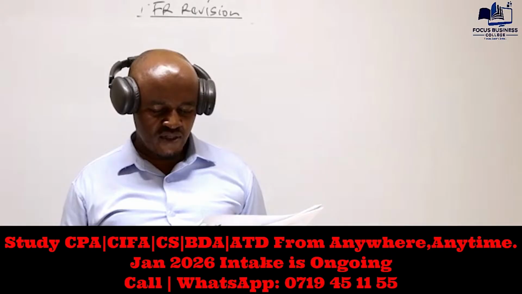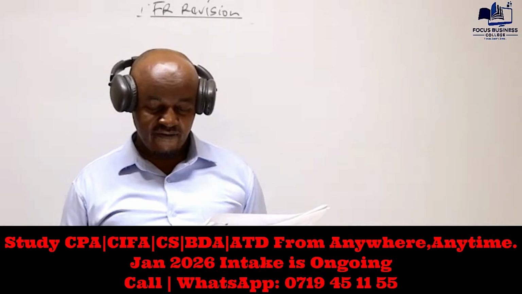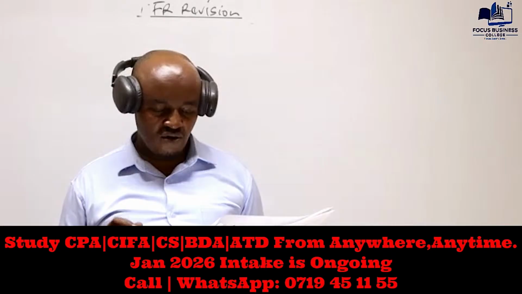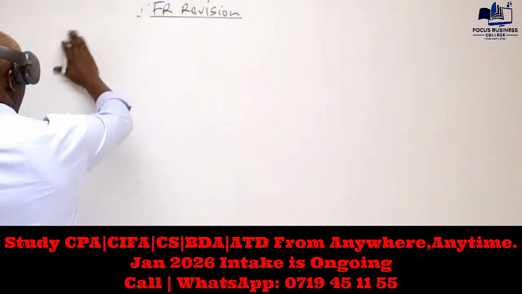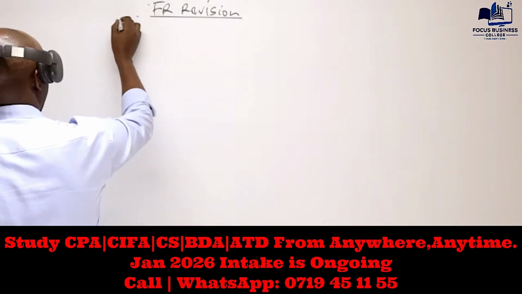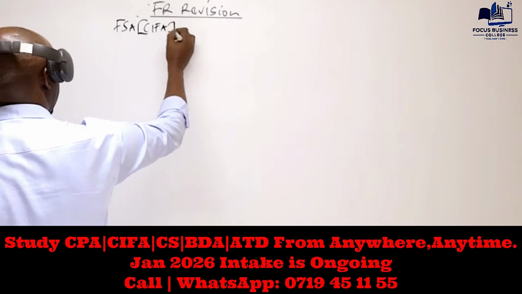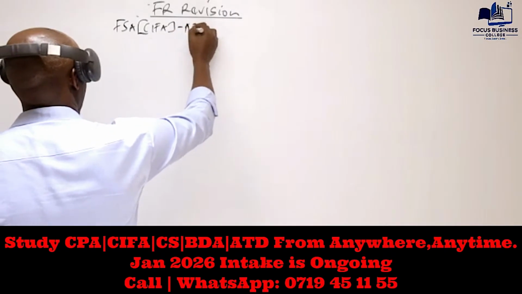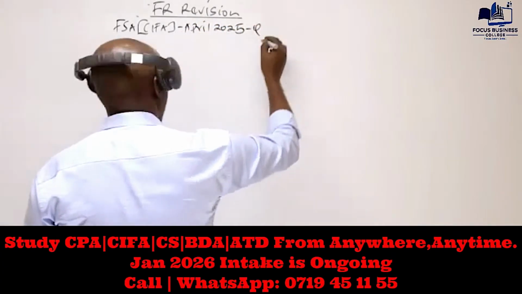So what are we required to do here? We're required to analyze the accounting treatment of the above lease transaction in the financial statements of Perry Limited for the year which ended 30th of November 2021. So basically, these are very good questions on leases. These questions are borrowed from another paper called FSA, Financial Statement Analysis. This is a paper which is done in CIFA, and this was a question from April of 2025, specifically question number 5B.